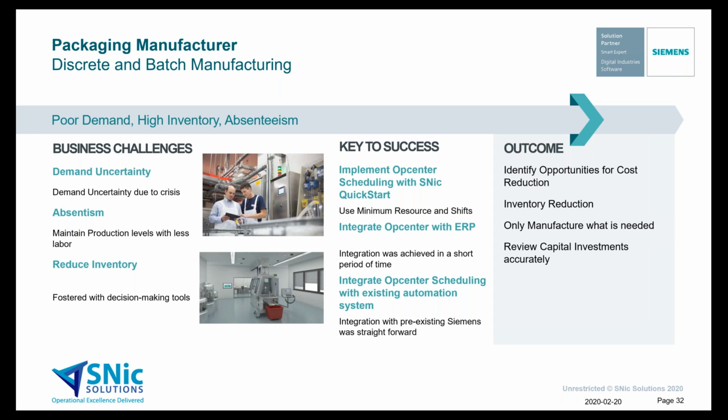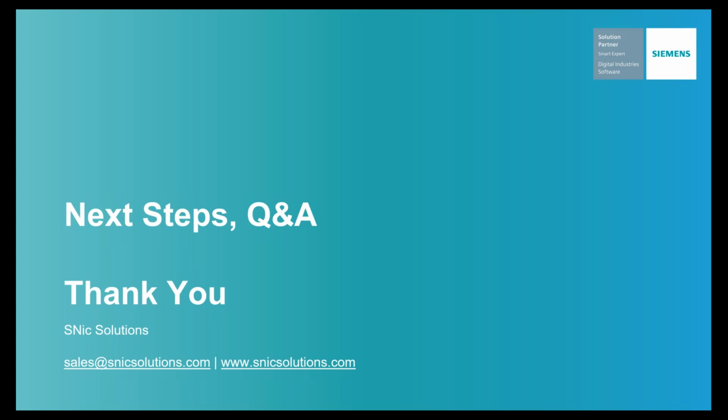But over and above, in the poor demand, they've started manufacturing only what they need, and not just unnecessarily going and building inventory levels. And this is where advanced planning and scheduling is helping both types of manufacturers, whether you have a surge in demand or whether you have demand uncertainty right now. So with this, I'd like to conclude and open up the floor for a few questions.